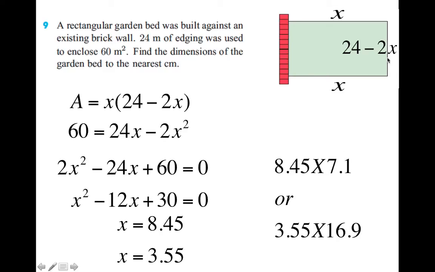And I got the 7.1 by putting 8.45 in here and solving. Or another value for x is 3.55. So if you put 3.55 in here, then this would also be 3.55. And then 24 minus those 2 sides will give you this one. And that works out to 16.9. So it could also be 3.55 by 16.9. Those could also be dimensions. So in this case, there's 2 possibilities.